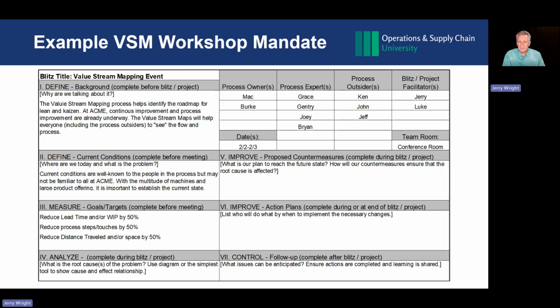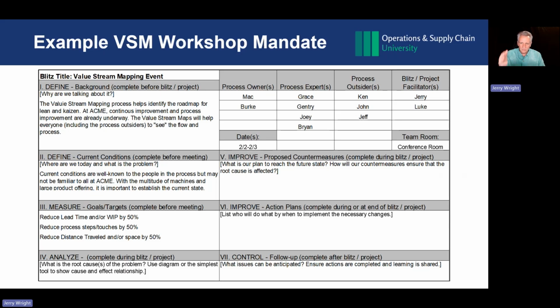So this is a value stream mapping event. The value stream mapping process helps identify the roadmap for Lean and Kaizen. And at Acme, as we'll call this company, it's an opportunity to see the flow and look at it. So where are we today and what's the problem? Well, the current conditions are well known, but they're not familiar to the company there. We need to look at what we can do to help improve the process.